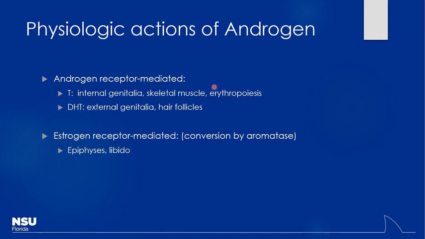DHT, unfortunately, though, has some significant effects on things like hair follicles. So again, that's where you get like the male pattern baldness. A lot of that is coming from there as well. And remember, though, that all of this will get converted over, to some small amount at least, to estrogen. So depending on the aromatase activity, it can have effects on the bones. You can also see effects on things like libido as well.